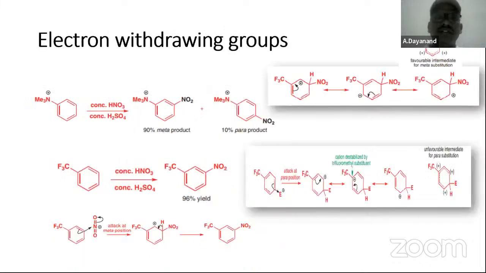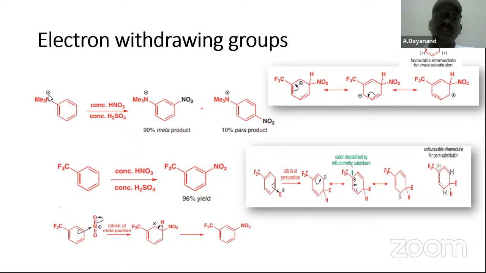Now electron withdrawing groups. How are electron withdrawing groups going to affect this electrophilic substitution reaction? For example, aniline in the presence of acid is going to convert into the anilinium ion, or trimethyl aniline, a quaternary ammonium salt. What is happening here? Nitrogen is developing a positive charge. Even aniline in the presence of acid acts as a deactivating group.